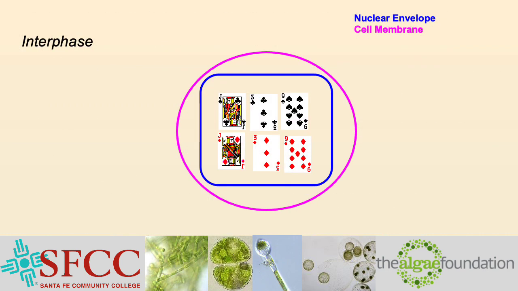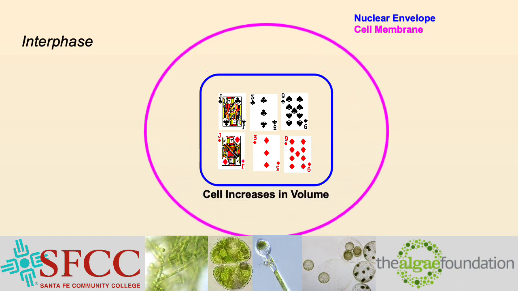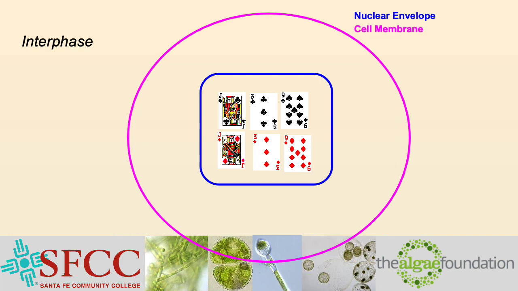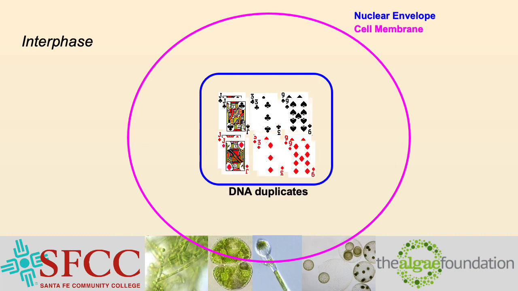Interphase in meiosis is just like in mitosis. The cell increases in volume and produces all the molecules needed for the cell to survive and adapt to its environment. When the cell is large, the DNA duplicates just like in mitosis, except now the cell is preparing for meiosis instead of mitosis.